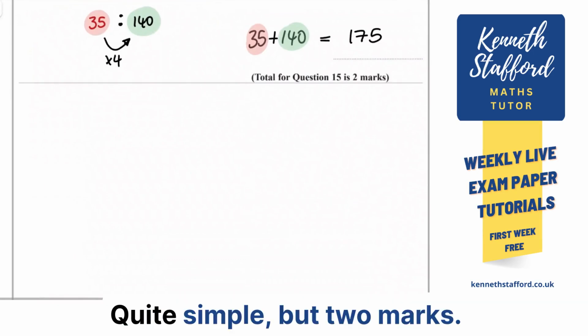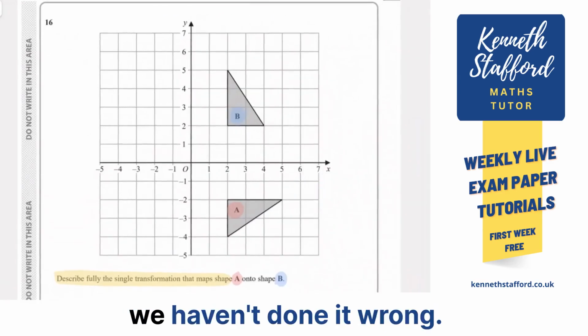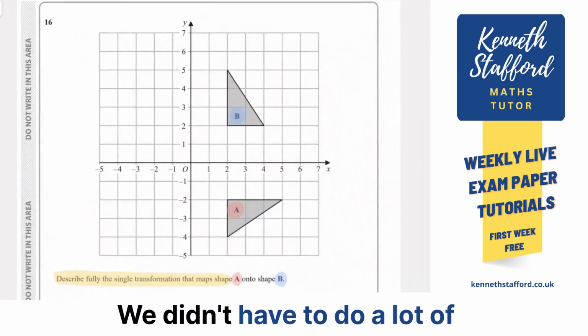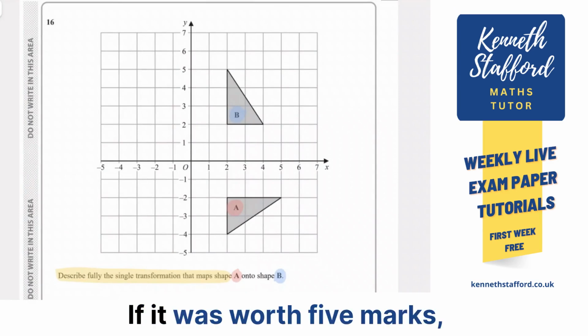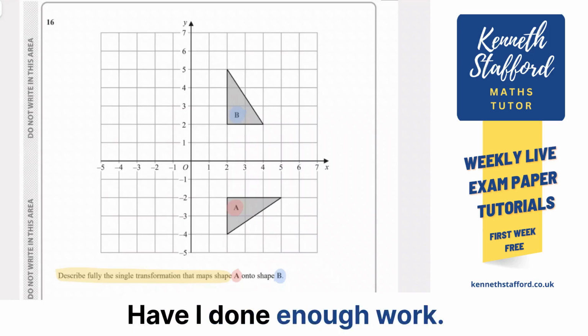Quite simple, but 2 marks. So again, we can feel like we haven't done it wrong. We didn't have to do a lot of work for those 2 marks. If it was worth 5 marks, I'd be thinking, have I done it right there? Have I done enough work?